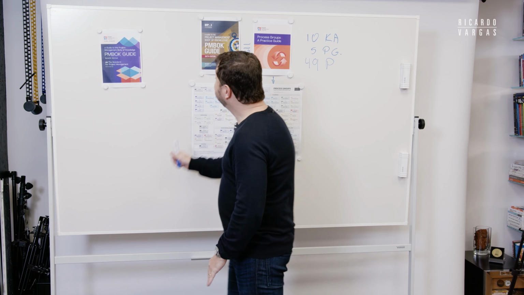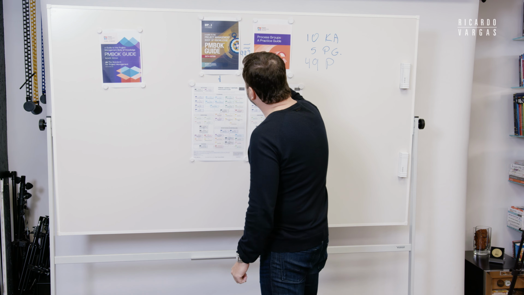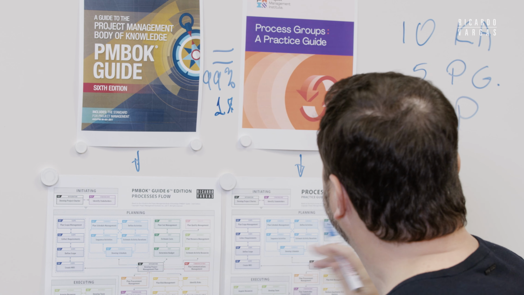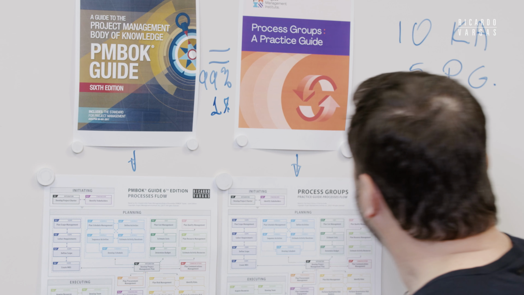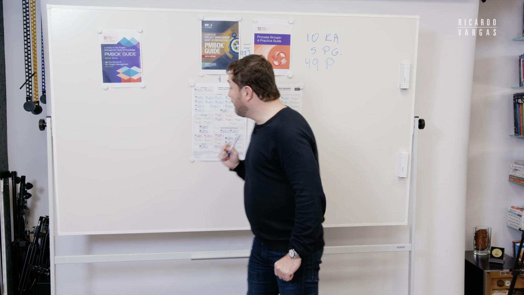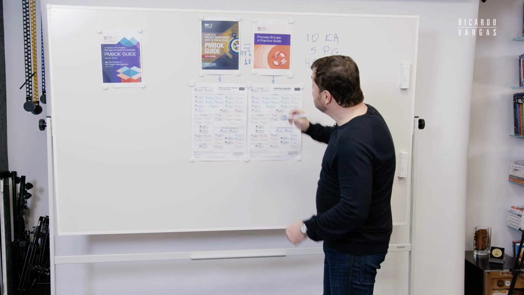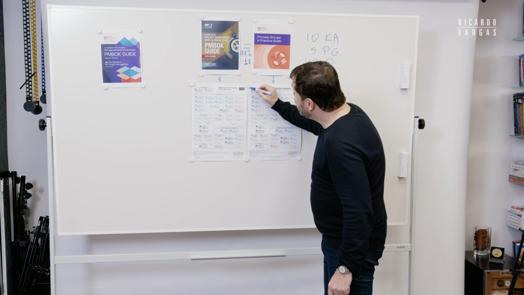So what was the 1% difference? It is that the whole practice guide is not divided anymore into chapters 4 up to 13. Chapter 4 now became initiating. And this chapter has 2 items on it.